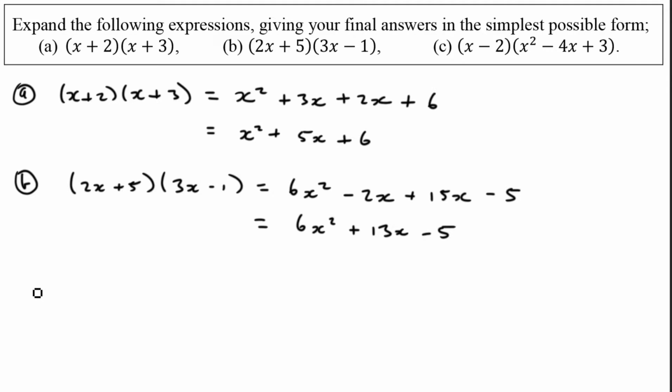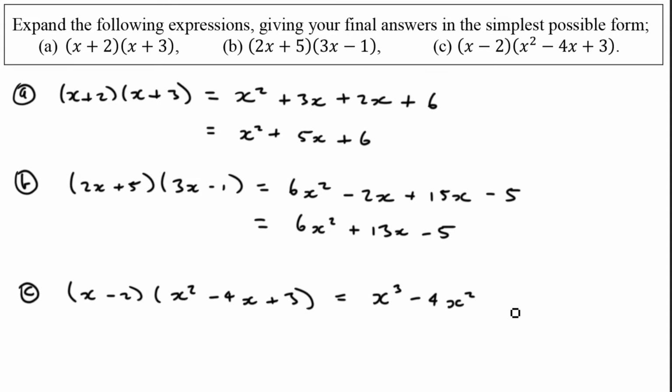Part C goes slightly beyond what we've looked at so far, because although our first bracket has two terms, an x and a negative 2, our second bracket has three terms, x squared subtract 4x plus 3. But the idea is the same. We have to multiply everything in the second bracket by the first term and everything in the second bracket by this second term. So, multiplying everything in here by the x, we will have x times x squared, which is x cubed. We'll have x times negative 4x, which is negative 4x squared. We'll have x times 3, which is 3x.